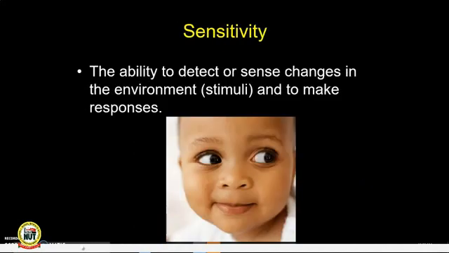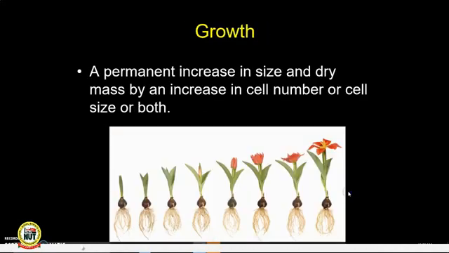The next is sensitivity, which is irritability. The ability to detect or sense change in the environment, stimuli, and to make a response. For example, if you get hold of a hot iron, what happens? Immediately you throw it away. Now, the feeling of the hotness is the sense or stimulus, and the throwing away of the iron to avoid getting burnt is the response. So any organism that has this also has a tendency of being called a living thing.